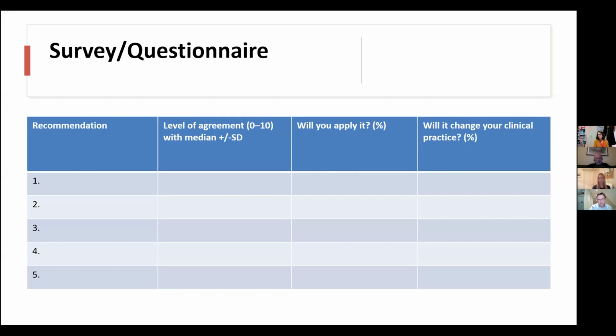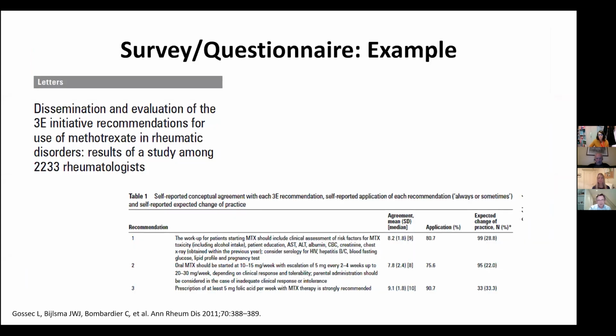Okay, so here's the sort of survey or questionnaire you might have. A recommendation number 1, 2, 3, 4, 5 on the left. Level of agreement, did you agree 0 to 10? Will you apply it in your everyday practice? And then on the right side, will it change your clinical practice? That's the sort of questionnaire that can be given to a much wider community than the group you are today. And here's an example of one of these from a recommendation process that I was involved in in the past.